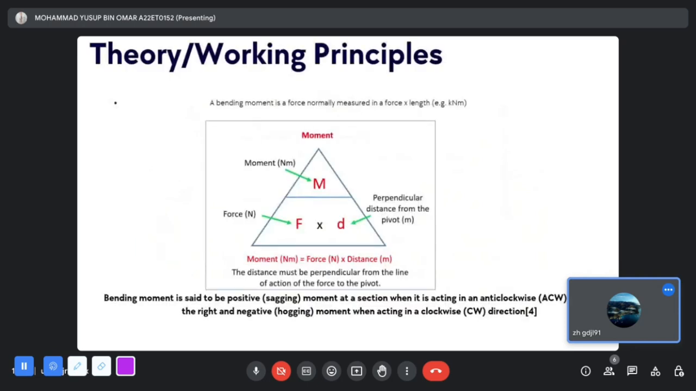So how do we calculate the bending moment? Bending moment is normally measured as force multiplied by length. The distance must be perpendicular to the force, and moment is force multiplied by distance. Bending moment is said to be a positive moment at the section when it acts anti-clockwise, and a negative moment when acting in a clockwise direction.